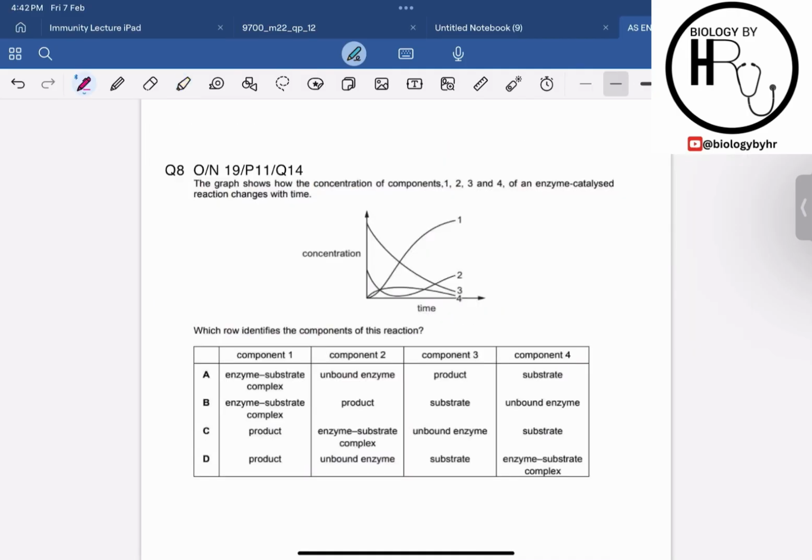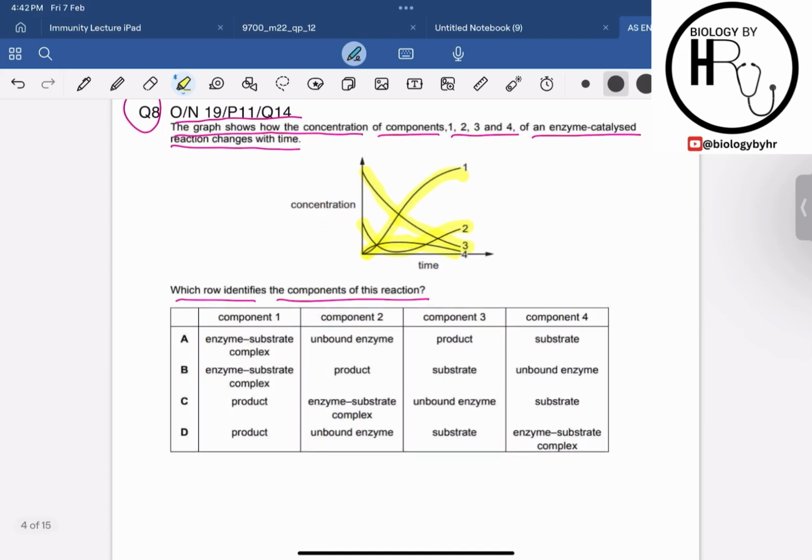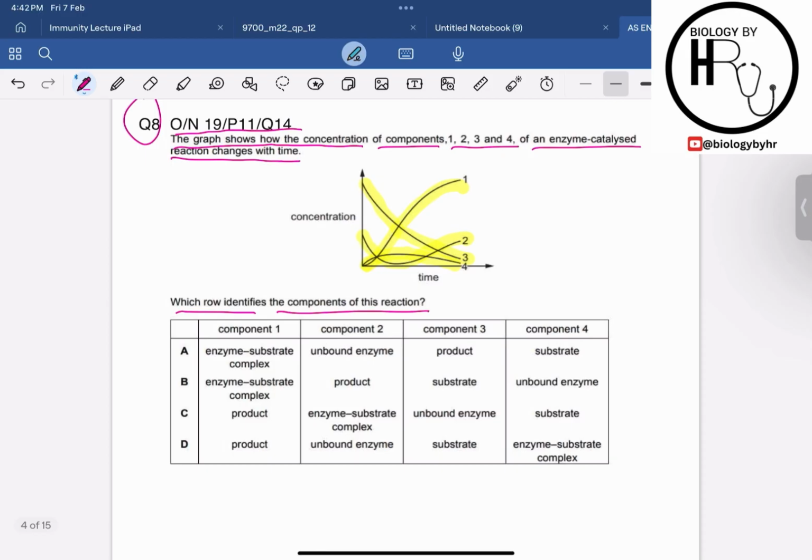Now in question number 8, which is from October November 19 paper 1 question 14, they are showing a graph. Basically the graph shows how the concentration of the components 1, 2, 3 and 4 of an enzyme catalyzed reaction changes with time. Now they are asking which row identifies the components of this reaction. You can see over here that 1 is increasing, 3 is decreasing, 2 is decreasing and then increasing, and 4 is increasing and then decreasing. They are asking what may be the correct representation of component 1, component 2, component 3 and component 4, right? They are giving us the enzyme substrate complexes, the products, the unbounded enzyme, and the substrate, right?